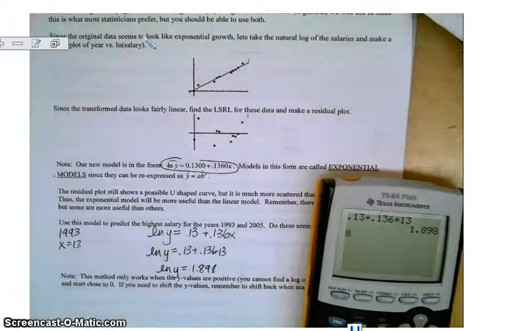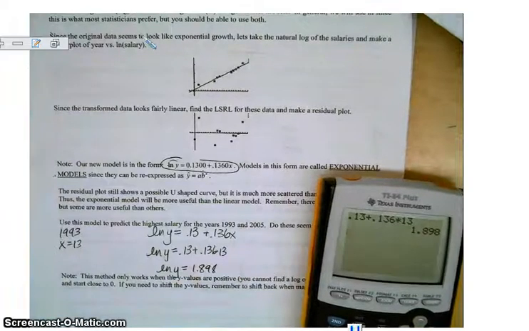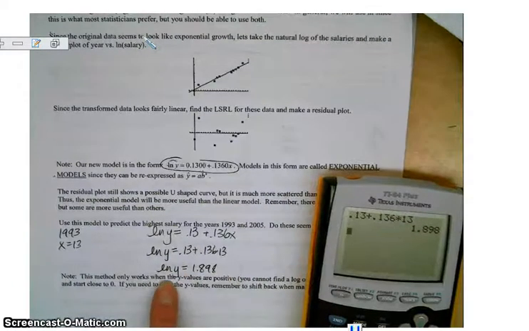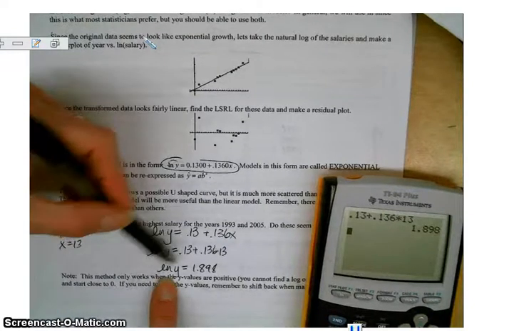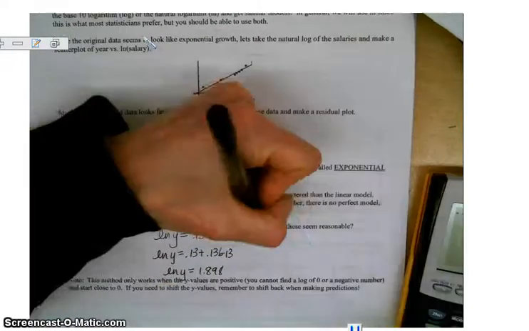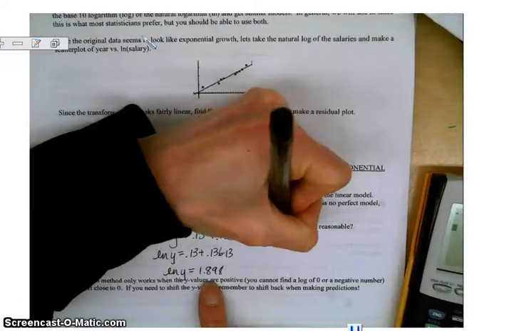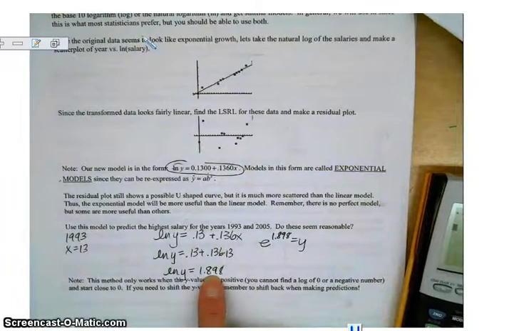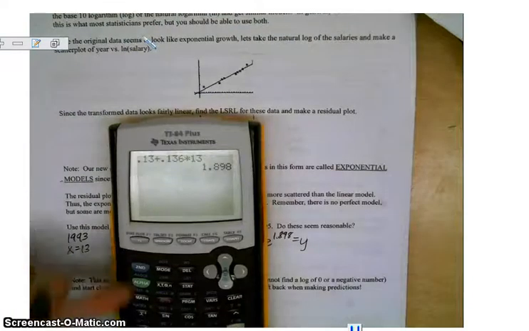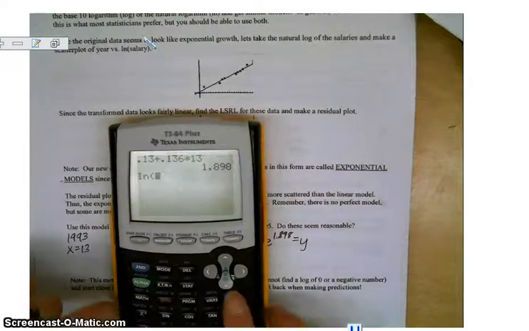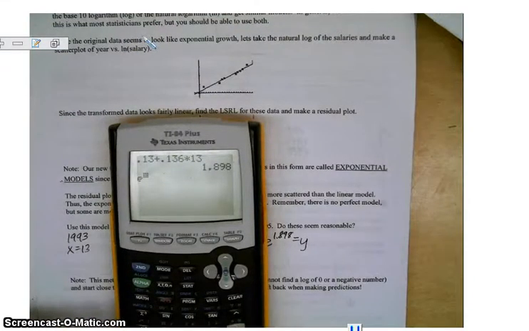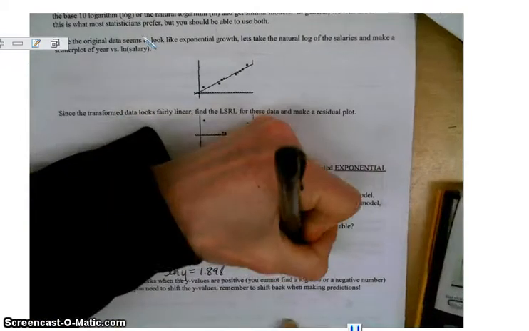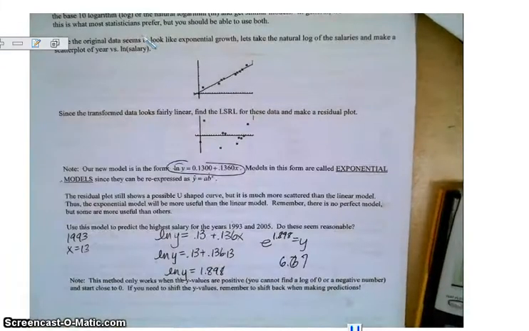Now I do need to get y by itself, so what I need to do is rewrite this as an exponential function. So the natural log's base is e, so this will be e to the 1.898 equals y. The answer to a log is always a power. So then I'm just going to go e, whoops, clear, second e raised to the 1.898 power and get 6.67. And we'll finish this on the next video.